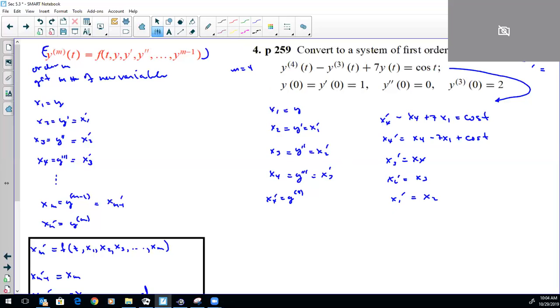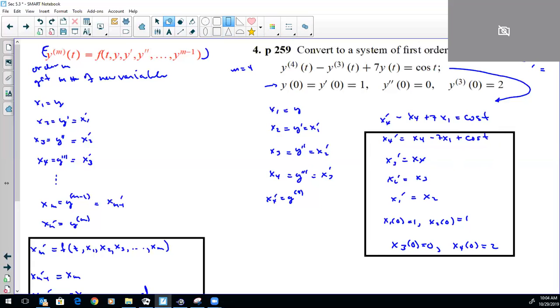I need to also put in the initial values here. y of 0 is 1, that means x1 evaluated at 0 is 1. x2 evaluated at 0, well, x2 is the first derivative. That's y prime, so x2 is 1. x3 is the second derivative. So x3 evaluated at 0 is 0, and x4 is the third derivative, and x4 evaluated at 0 is 2. So here is my answer.